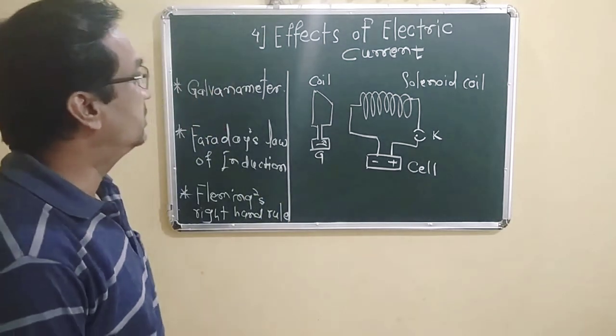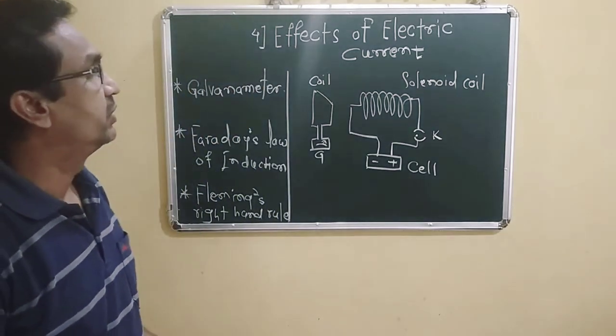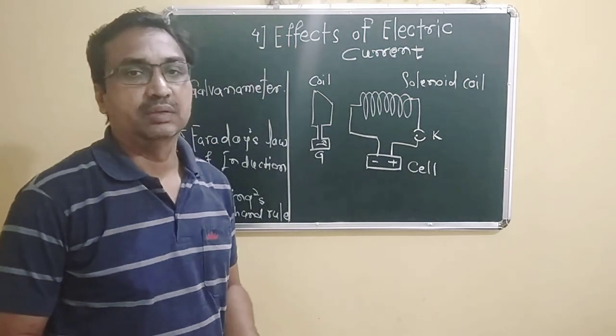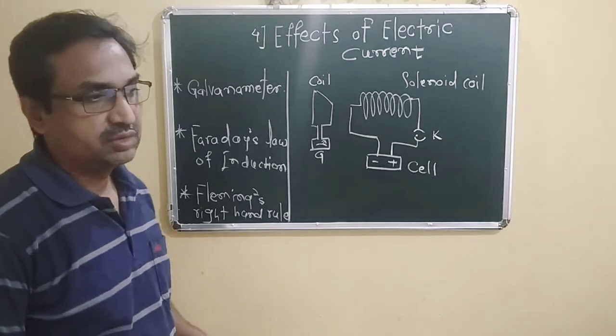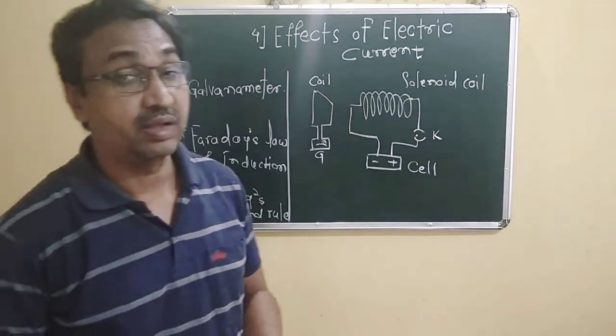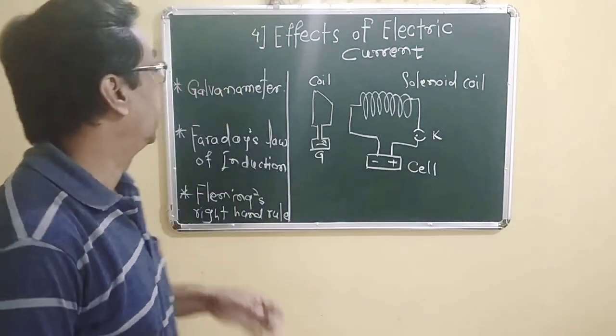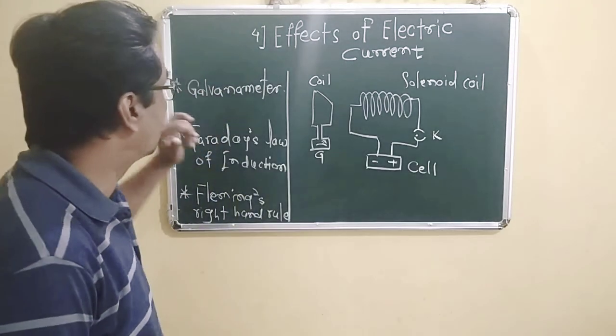Hello students, once again in our fourth chapter, effects of electric current. Today we discuss three main topics. One of them is the galvanometer. A galvanometer is an instrument which measures the electric current in either direction, and you have to see what is going on in that instrument.